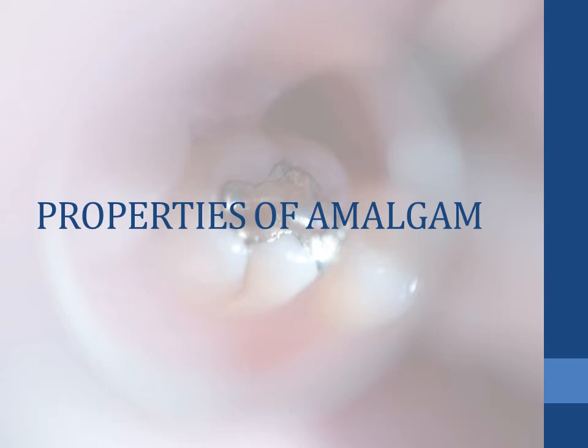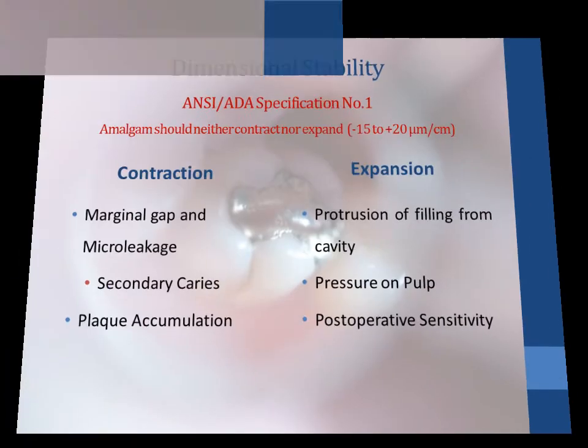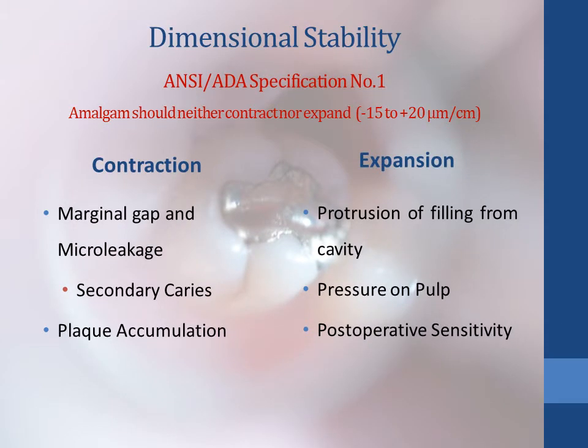So let's now talk about the general properties of amalgam. Amalgam has dimensional stability and excellent strength. However, it shows creep. Let's talk about the dimensional stability. According to the ADA specification, amalgam should neither contract nor expand. The limit is minus 15 to plus 20 microns per centimeter.